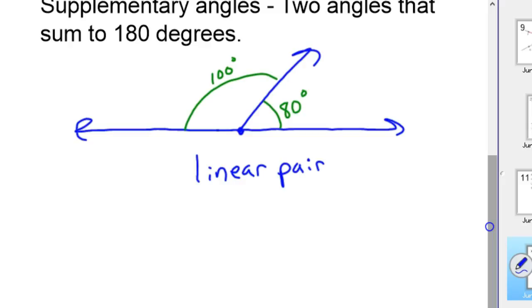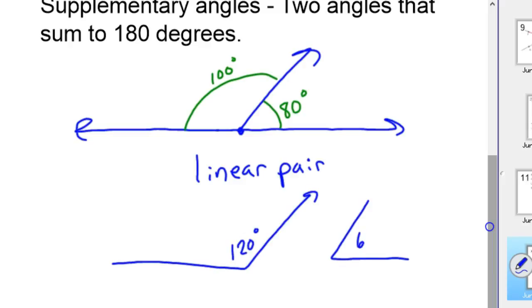And they have to be adjacent to be a linear pair, because you could have supplementary angles. So let's say I had this angle, which was 120 degrees, and this angle, which is 60 degrees. Those are not a linear pair, but they are supplementary because they add up to 180 degrees. So that's the main part of it.